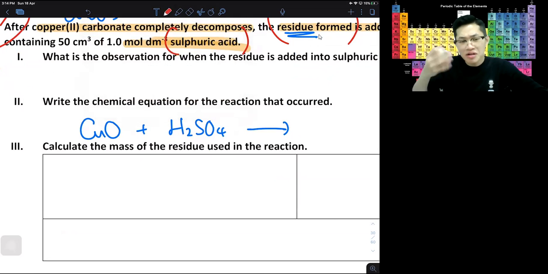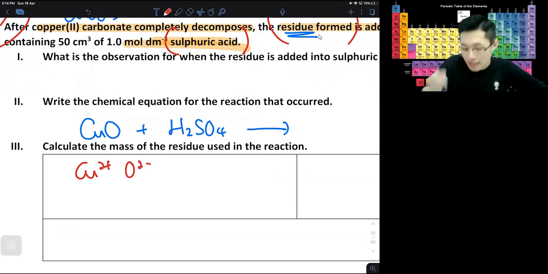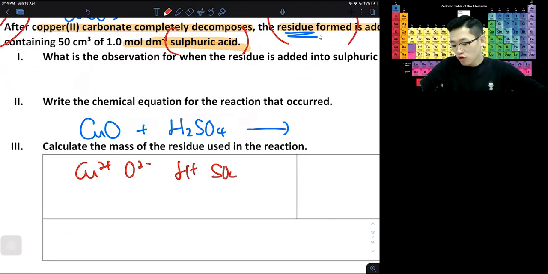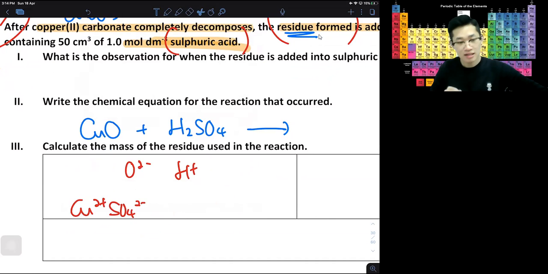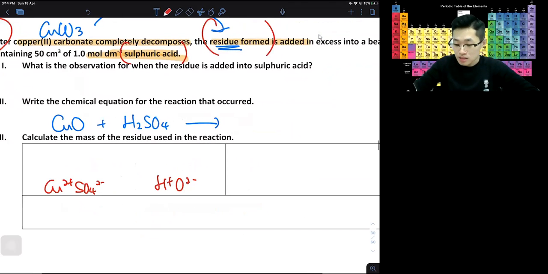If you can remember the charge, then you can do this. What you do is just Cu2 plus O2 minus, and then H plus SO4 2 minus. Exchange the partner, you see? Cu, I pair with your girlfriend, like that. And you pair with another girl, like that. Exchange the partner. So you get CuSO4 plus H2O.